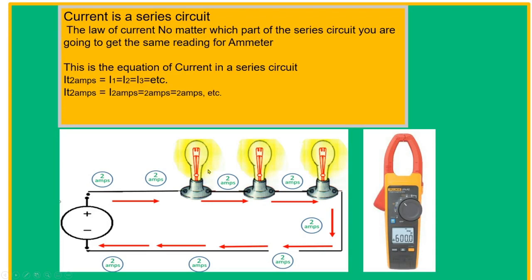Current in a series circuit. The law of current: no matter which part of the series circuit you measure, you are going to get the same reading on the ammeter. And this is the equation of current in a series circuit. If our supply current is 2 amps, it will flow all the way through the circuit and come back to the supply, 2 amps.